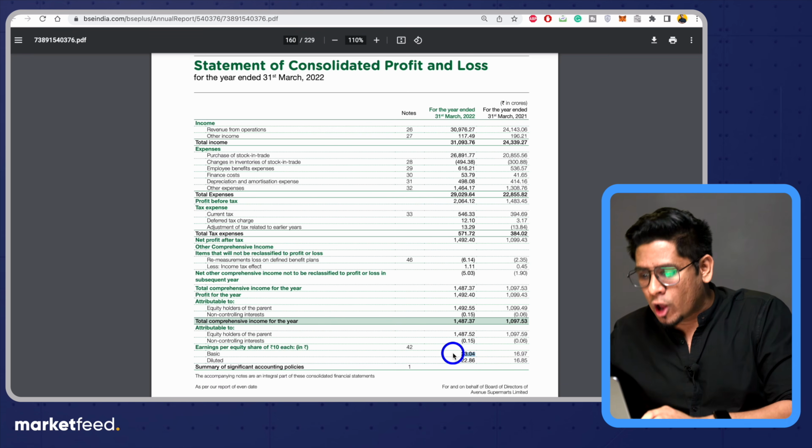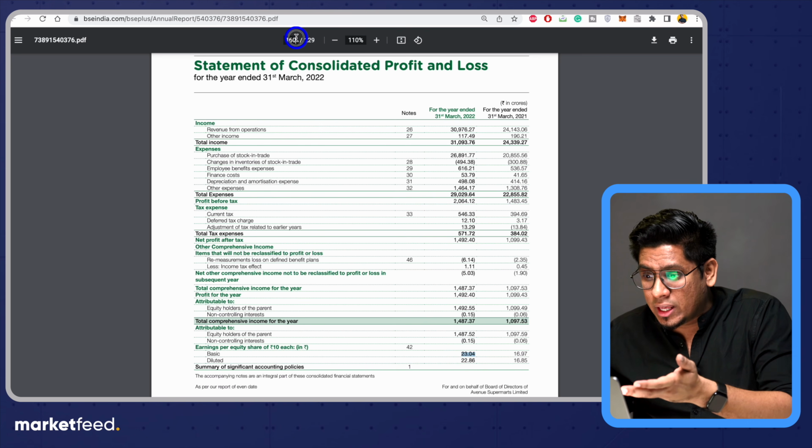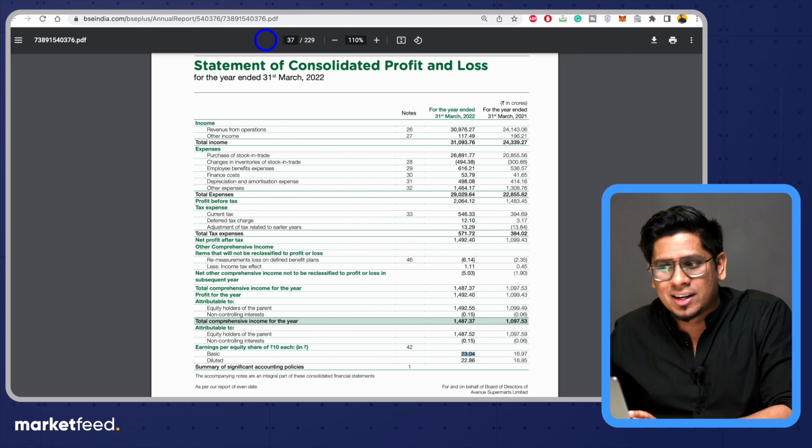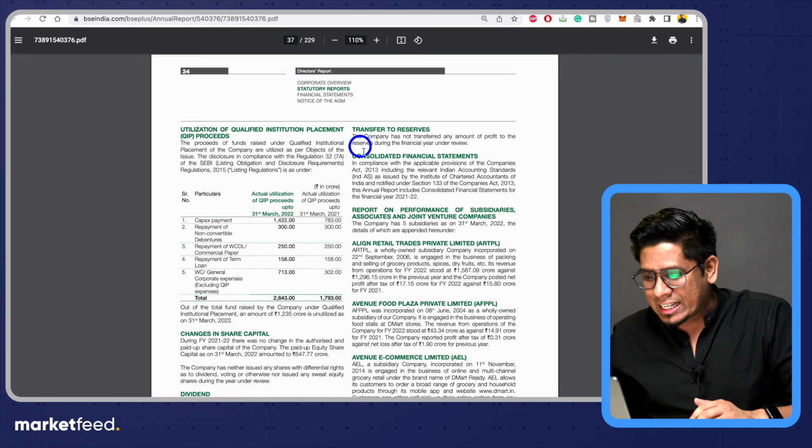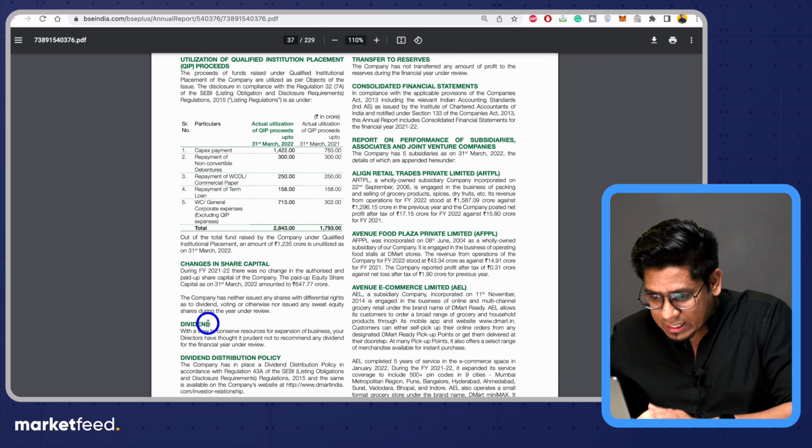Cool. Let us find out how much Dmart actually gave out as dividend, right? It's in page number 37. I actually already found it and kept. So coming here, we can see the dividend section here.